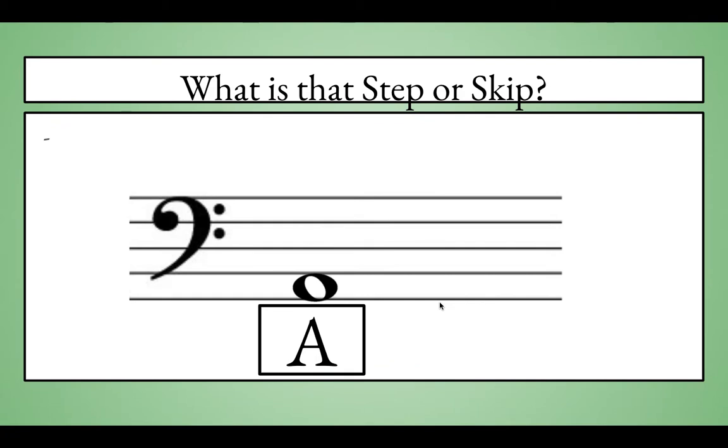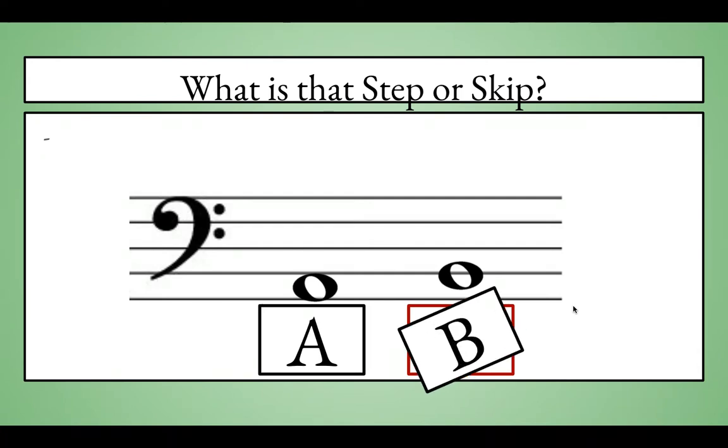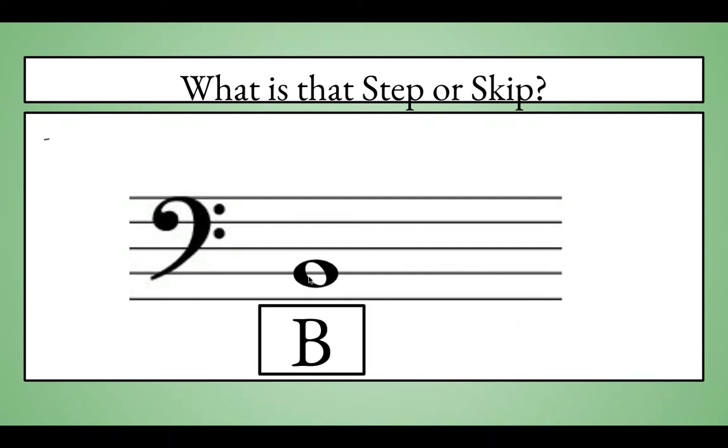Now we're going to play a game. Is that a step or a skip? Again, feel free to pause if you need to. If I give you that this note is A, what would this note be? And is it a step or a skip? The answer is, it is B and it's a step. If I were to give you this note as a B, what is this skip? What is this note? All you have to do is count up. So using your alphabet, B, C, D, E. So that means this note is F.